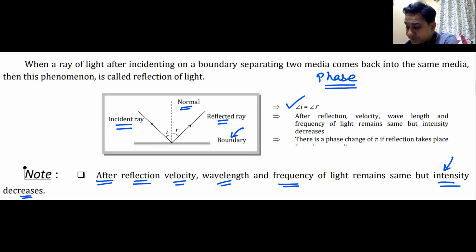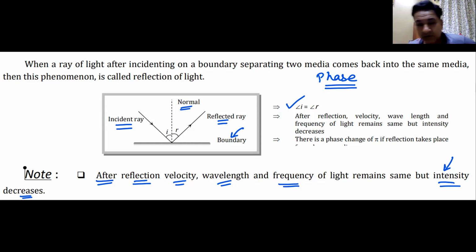Now you might not know this term, phase of the wave. Have you heard of the phase change of the wave in the chapter known as wave motion in the previous year? Did you do the chapter wave motion previous year? Yes or no, beta? No? You have not done wave motion? No, sir. It's okay, sir.